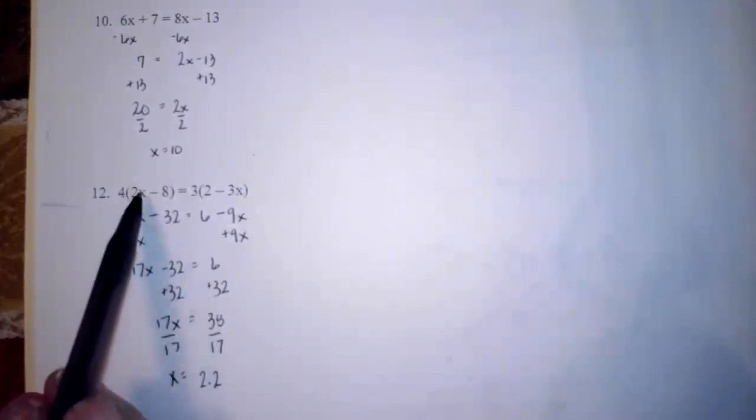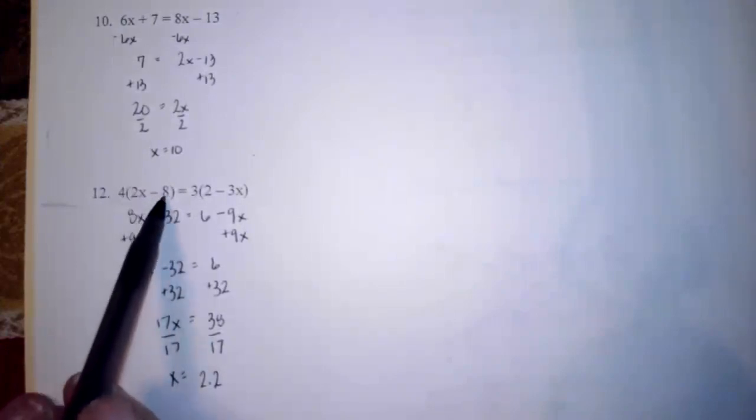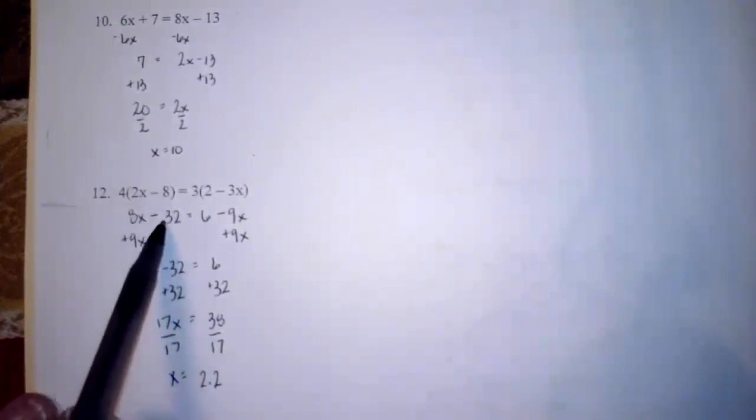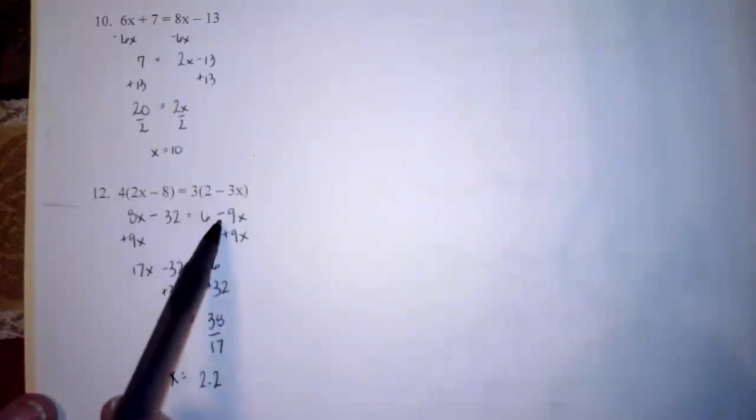We have 4 times 2x, 8x. We have 4 times a -8, -32. There's my equal sign. We're going to distribute on the right. 3 times 2, 6. 3 times a -3x, that would give you -9x.